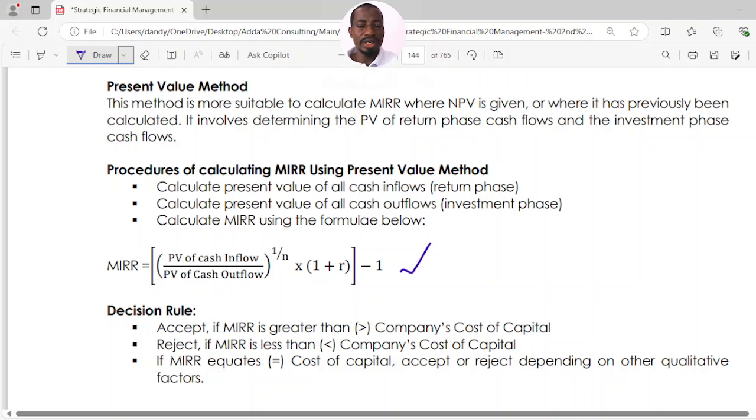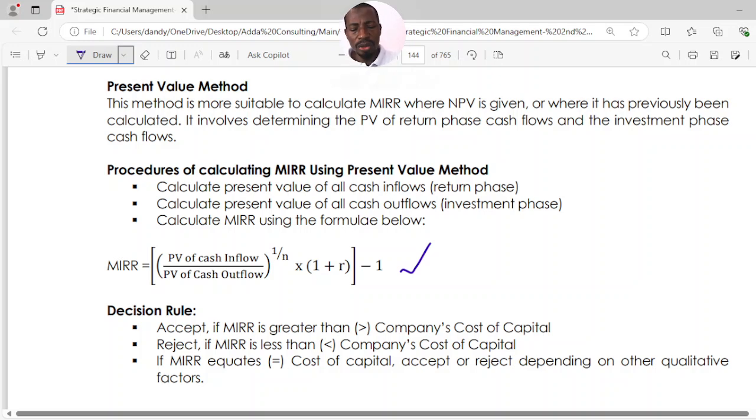The return phase is when the project starts generating revenue or benefits to the company. That is the return phase. That's the cash inflow. The money is coming in. But when the company is spending money on the project, that is the investment phase of the project. That's cash outflow. It means that the company is spending money, cash is going out. The company is investing in the project. So that is investment phase cash flows.